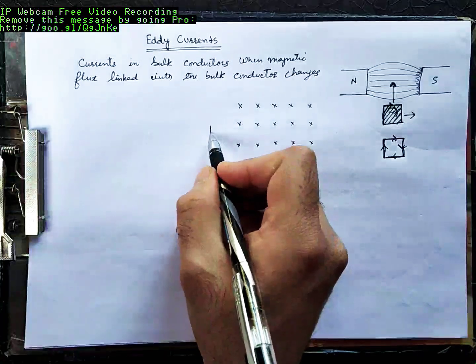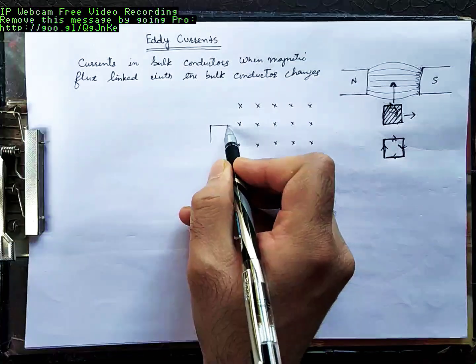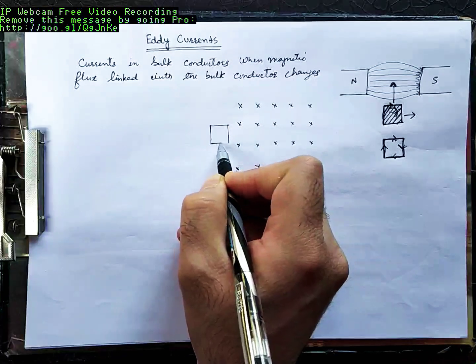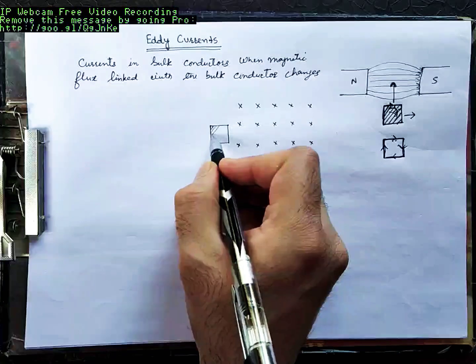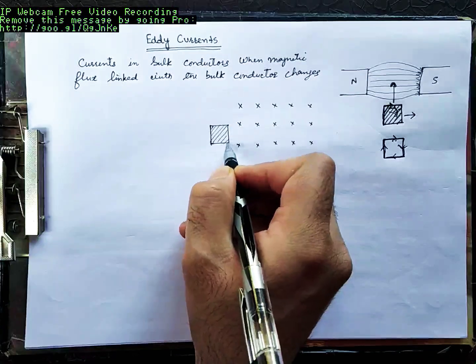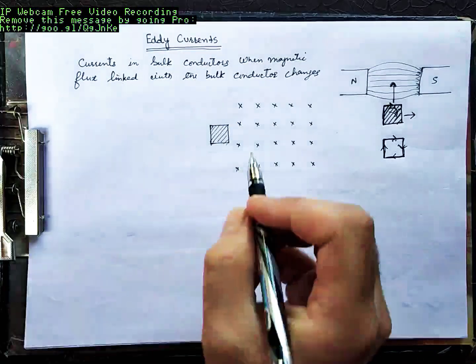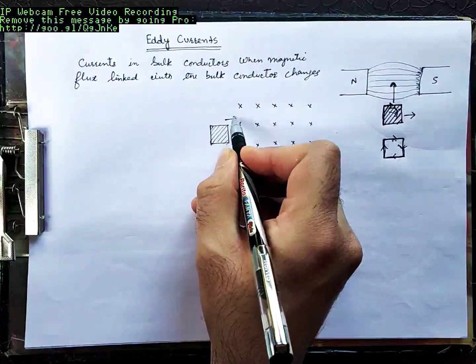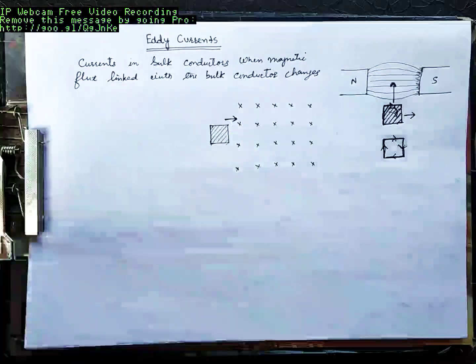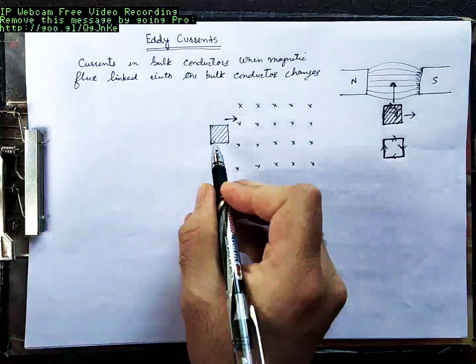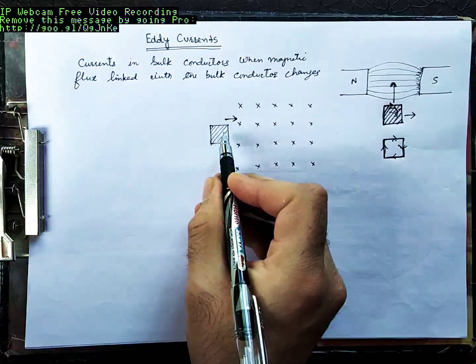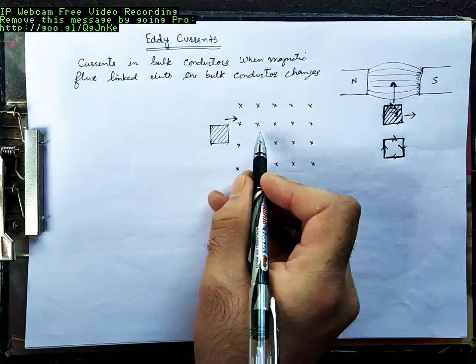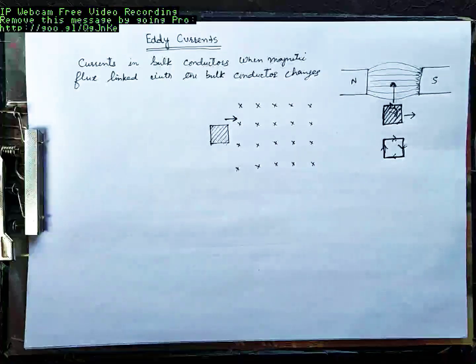And you have a solid conductor here. This is a solid conductor. And we are moving this conductor into the magnetic field. As we move this conductor into the magnetic field, initially flux through this is 0, then flux will keep on increasing till it's completely inside, then flux again becomes constant.